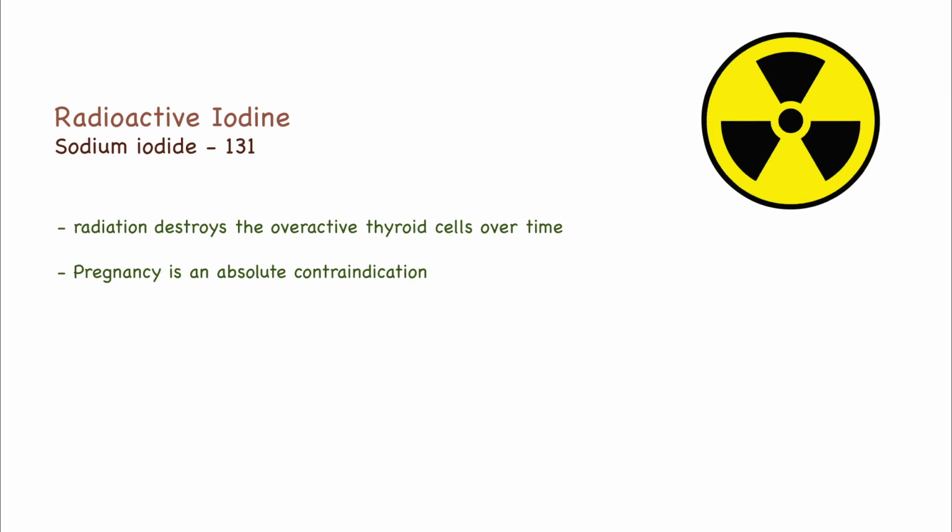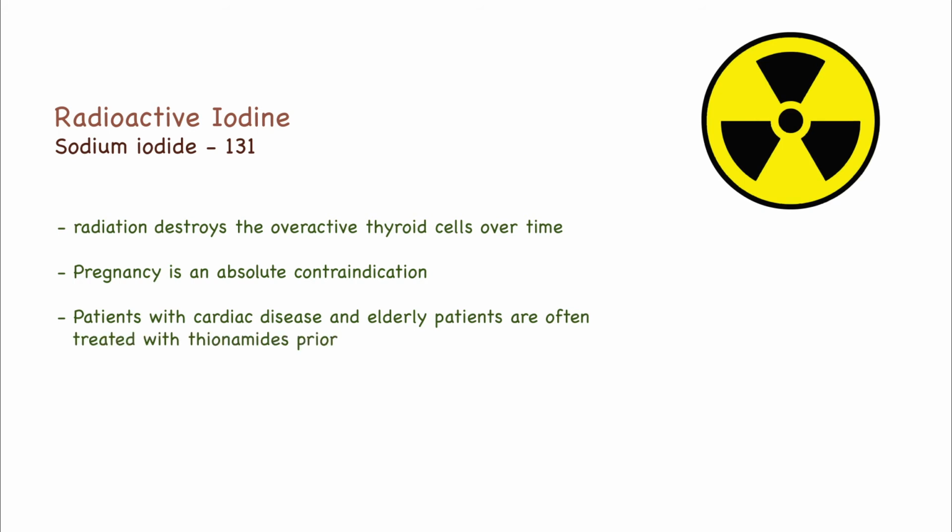If iodides are administered, they should be given 3 to 7 days after to prevent interference with the uptake of radioiodide in the thyroid gland. Patients with cardiac disease and elderly patients are often treated with thionamides prior because thyroid hormone levels increase after radioactive iodide treatment to a small amount.